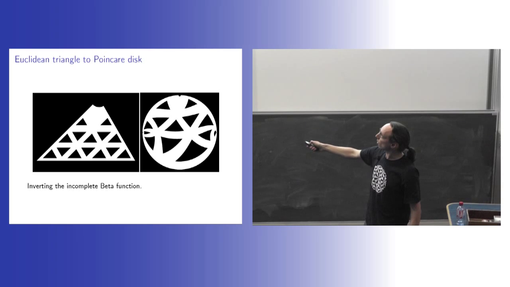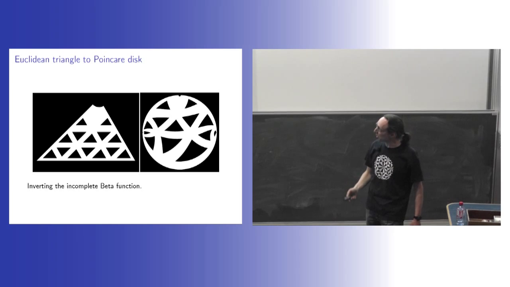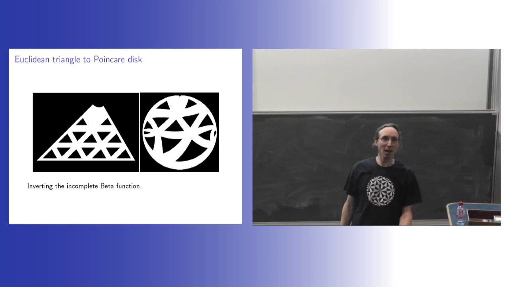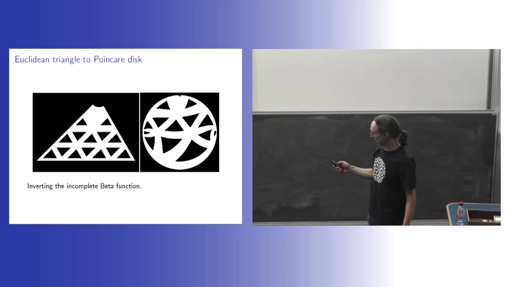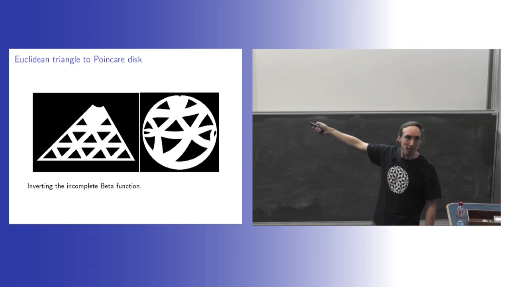Take this triangle and smooth it out to a copy of the Poincare disk. Here, the angle is pi on 3. Here, the angle is pi. Here, the angle is pi on 4. Here, the angle is pi. So we invert the incomplete beta function, which is fancy words for saying we do some complex analysis. Actually, taking an inverse makes things difficult. Going from the disk to the triangle is really easy for some reason.